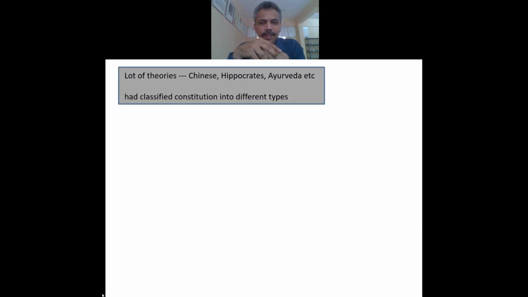Going ahead, there are a lot of theories. If you look into the books, if you look into the internet, when you type constitution, a lot of articles pop up. I'll not go into all those theories because we have 40 minutes and I need to complete a topic. Chinese, Hippocrates, Ayurveda have their own way of understanding and defining constitution, and they have their own types of constitution.